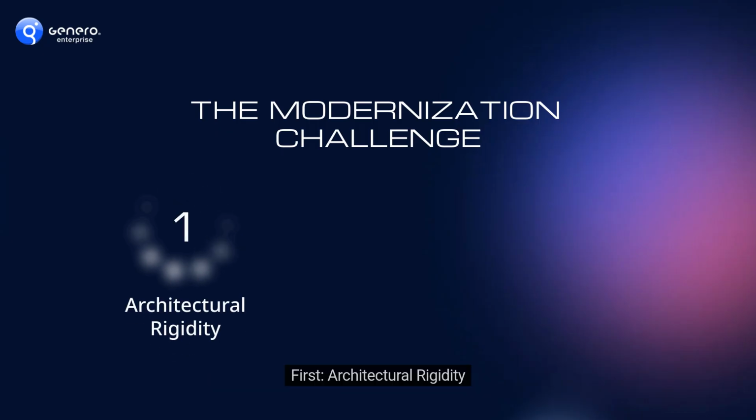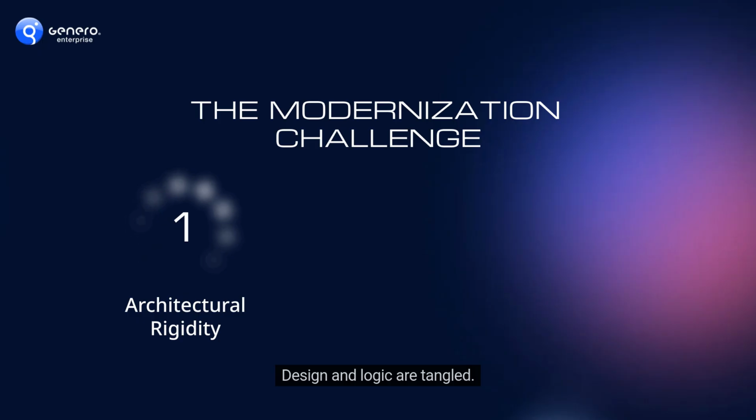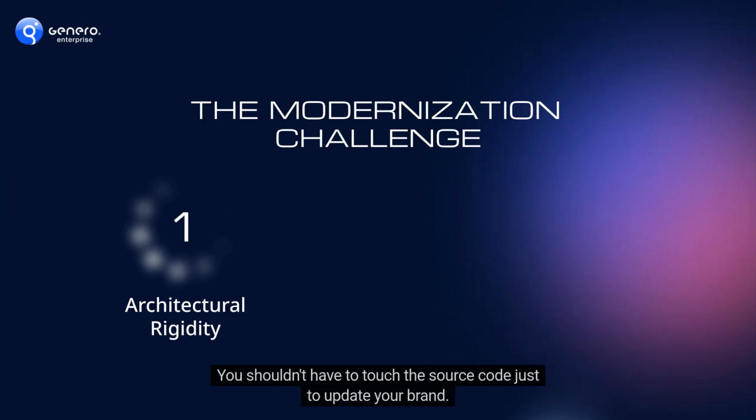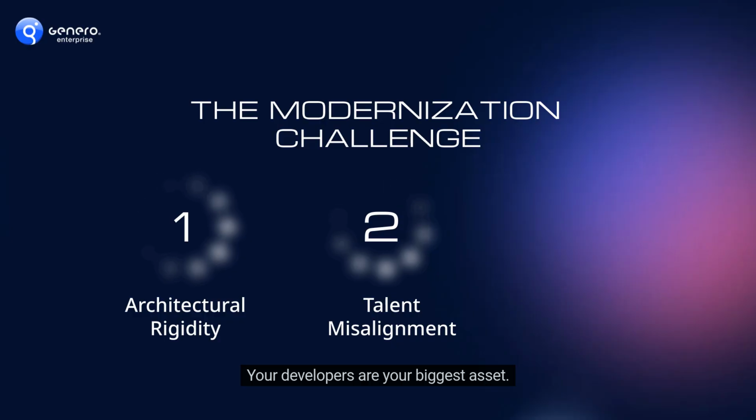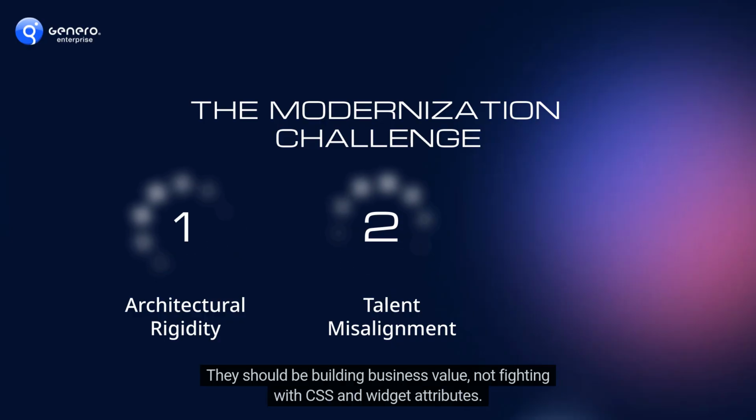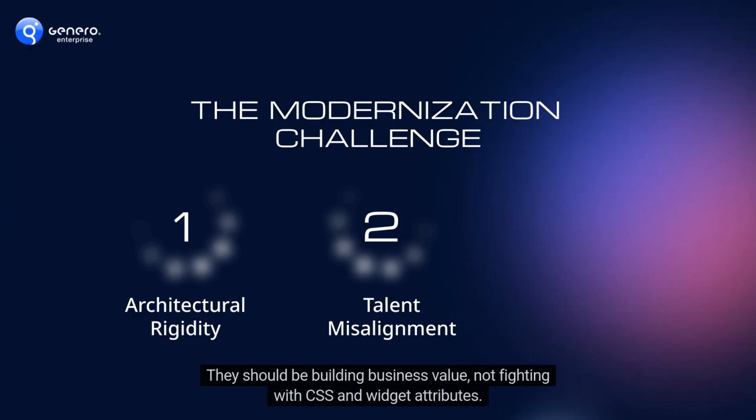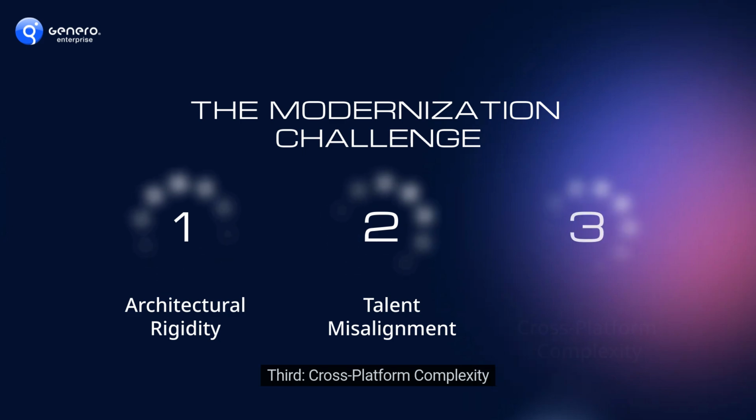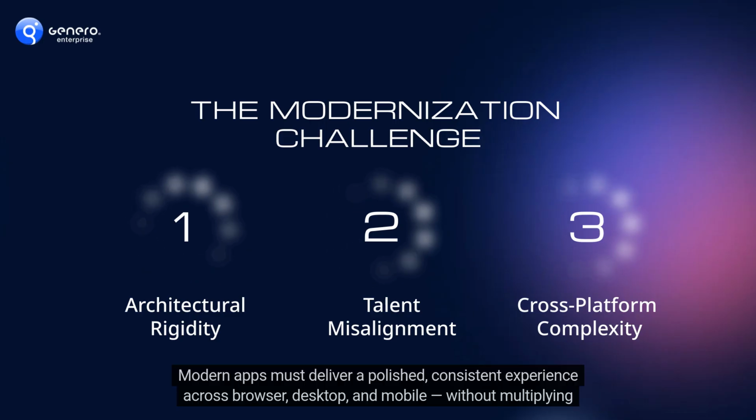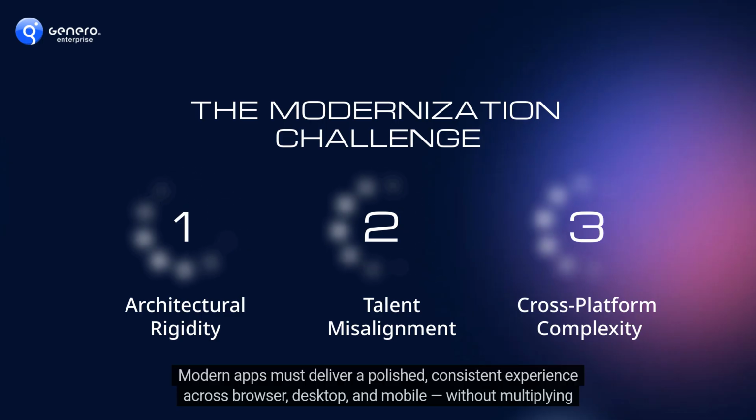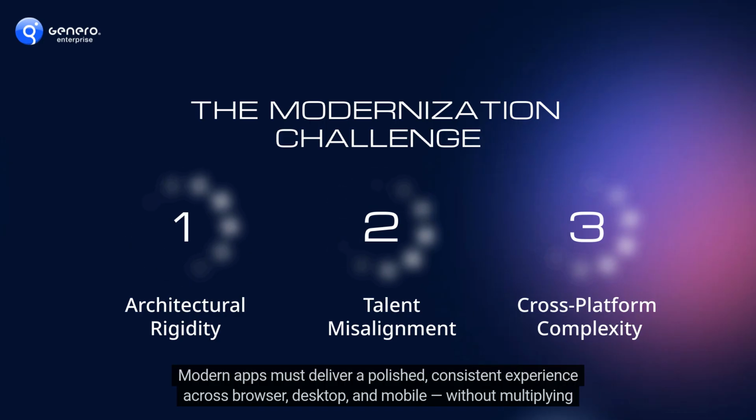First, architectural rigidity. Design and logic are tangled. You shouldn't have to touch the source code just to update your brand. Second, talent misalignment. Your developers are your biggest asset. They should be building business value, not fighting with CSS and widget attributes. Third, cross-platform complexity. Modern apps must deliver a polished, consistent experience across browser, desktop, and mobile without multiplying the work.